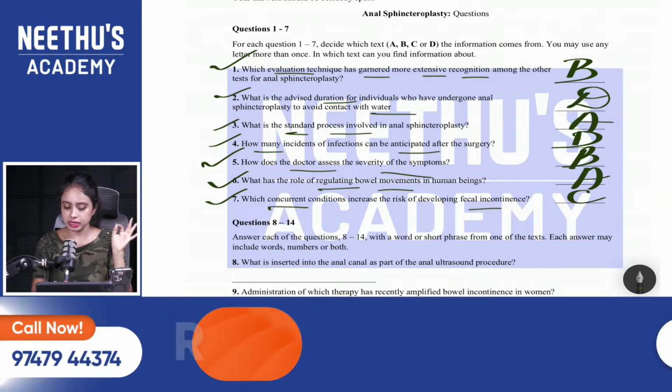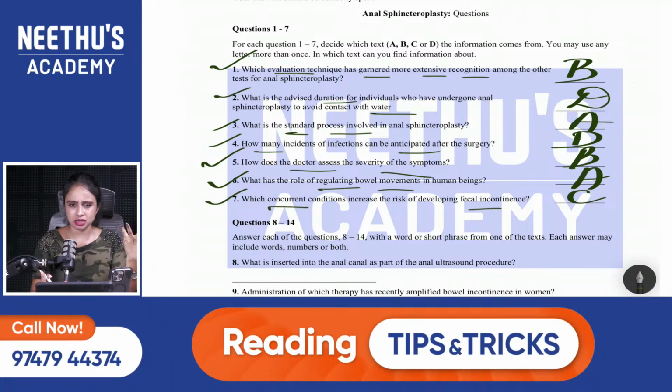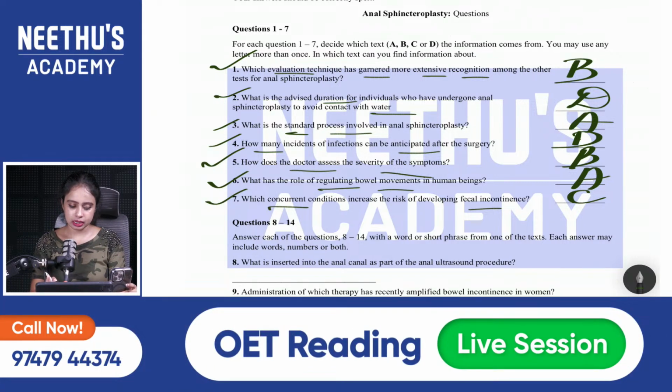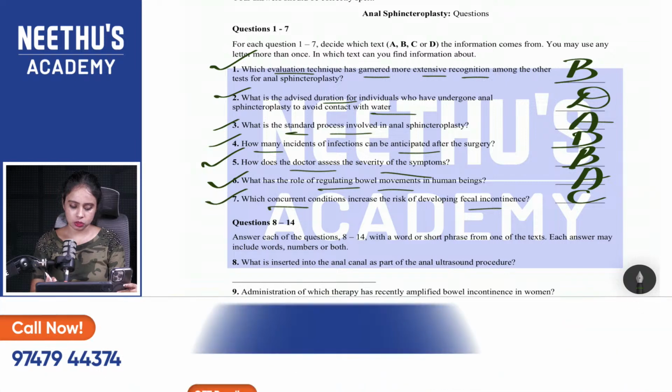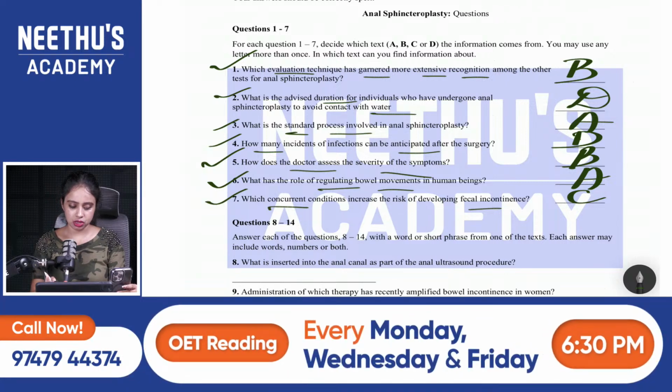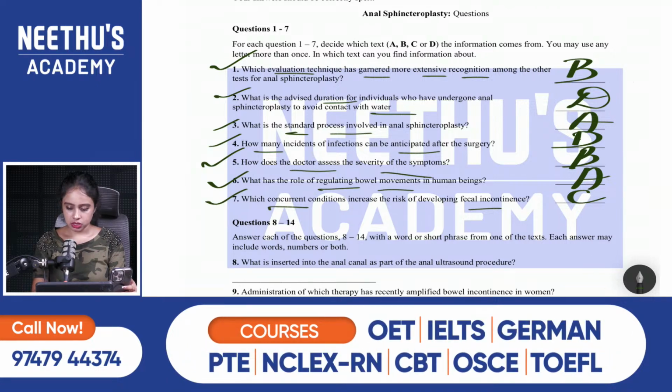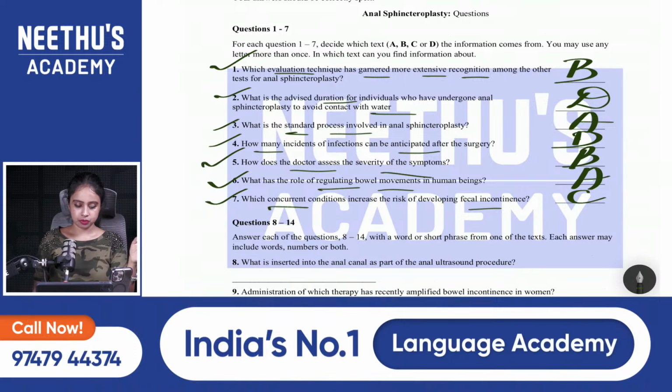Any doubts regarding 1 to 7? I hope it is very direct and very clear for you. Because all the words I have already underlined are in the questions themselves. So it is very easy for you to get the answers, right? Okay, Anu. BDADBAC. That's the right answer. So that's all about 1 to 7.